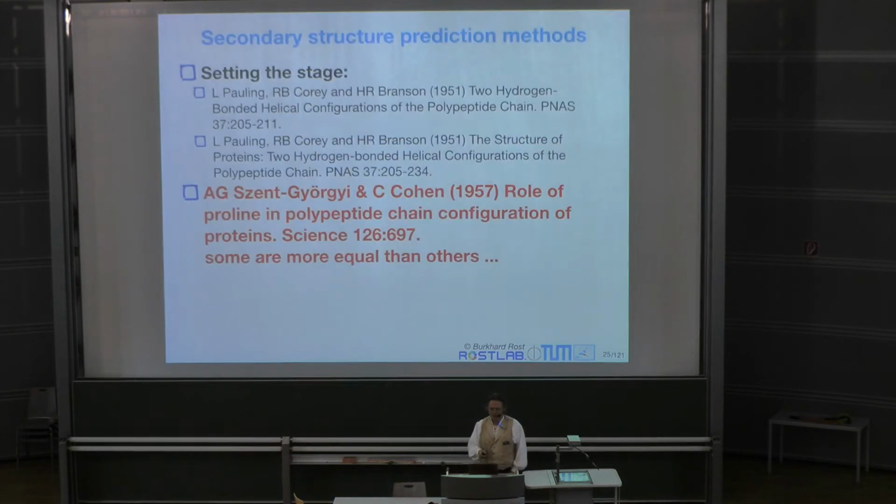And the first prediction method, setting the stage, Linus Pauling in the 50s, that went to a Nobel Prize, had a science paper in 57, in which he proposed the first method that predicts secondary structure. That method simply says whenever you see a proline, it breaks a helix. If proline breaks a helix, then proline is not in a helix. So when you see a proline, you know there's no helix. That was as much as this method essentially did.